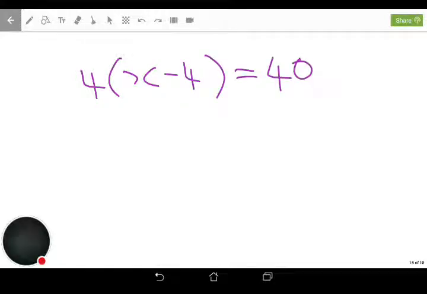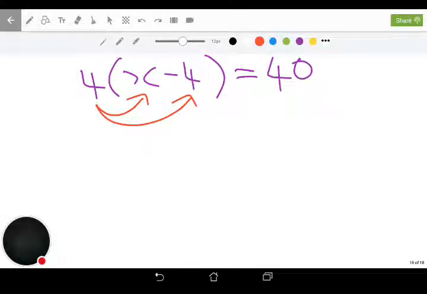Let's have a go at another question, and then I will give you some examples to have a go at. We've got 4(x − 4) = 40. So we're going to expand the brackets: 4 times x, 4 times minus 4. And again, expand just means use the number on the outside and multiply it by everything on the inside.